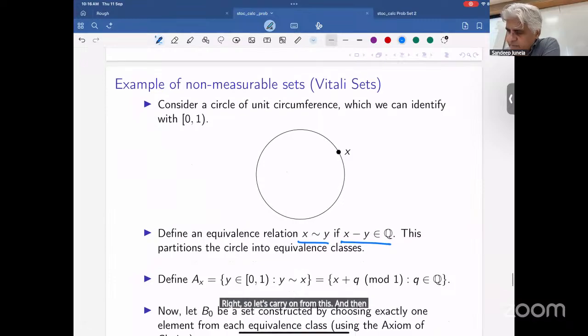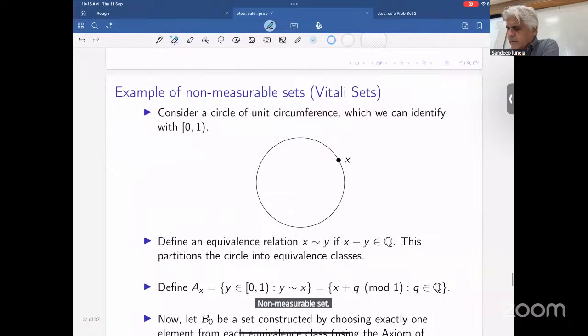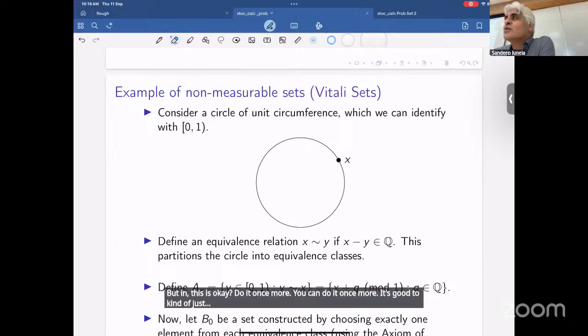And then we did an example of a non-measurable set. Everybody was comfortable with that example? Paran, this is okay? Do it once more. You can do it once more. It's good to kind of just bring it home to yourself.